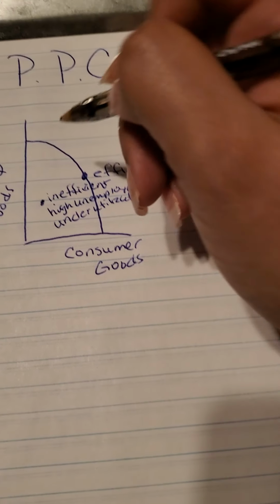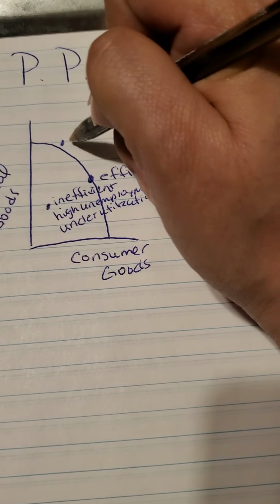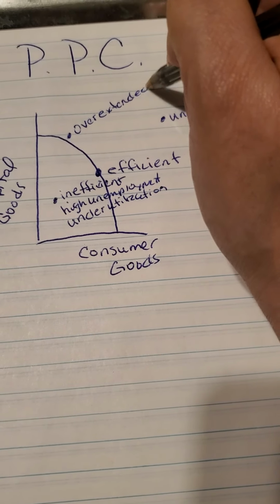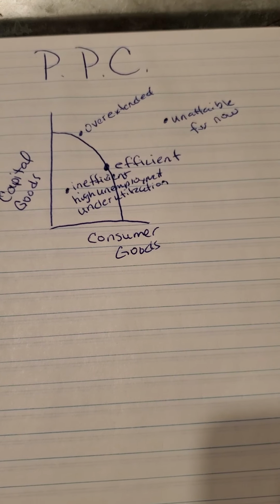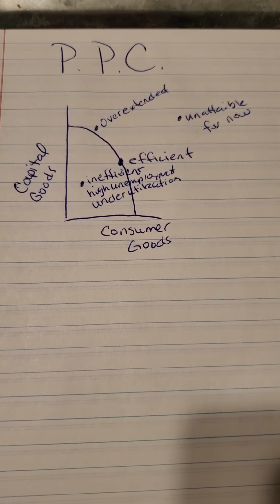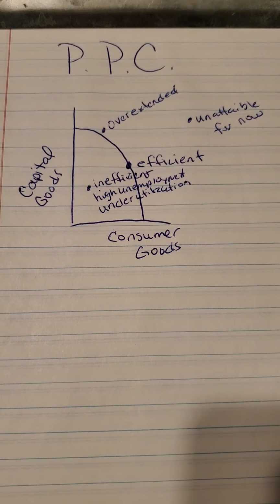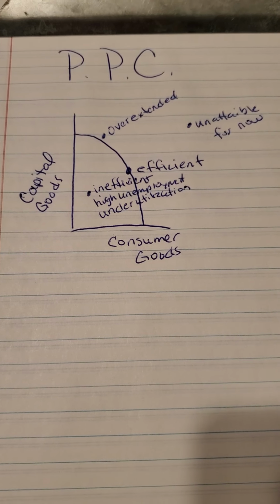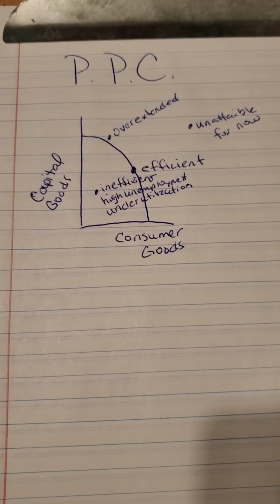And then, of course, anywhere just outside of the curve is overextended. This means that we're pushing ourselves way too much. Our unemployment rate is lower than the natural rate of unemployment, so it's less than 4% unemployment. We don't really want that because that typically leads to inflation and other issues. We're just pushing ourselves way too much.